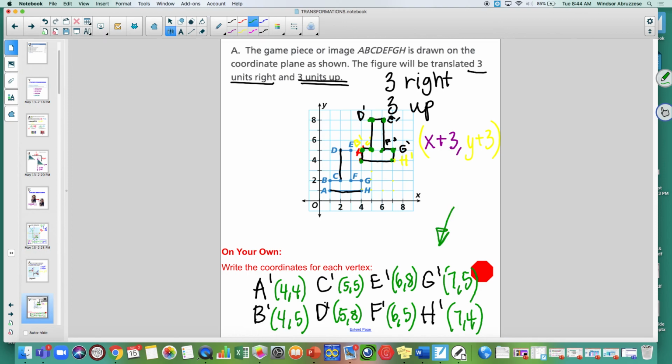Sometimes the questions will then ask you to write the coordinates, so you just want to pay attention and make sure they're labeled. Are my two shapes congruent? Same size, same shape. Yes? And all we did was slide it to the right and up. We didn't turn it, we didn't flip it, we didn't make it bigger. So that is a translation.